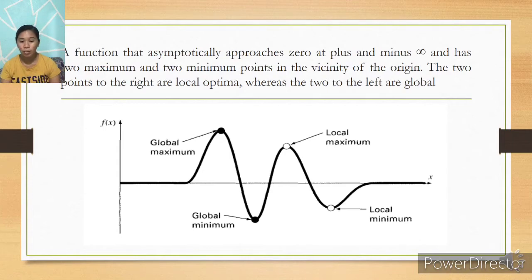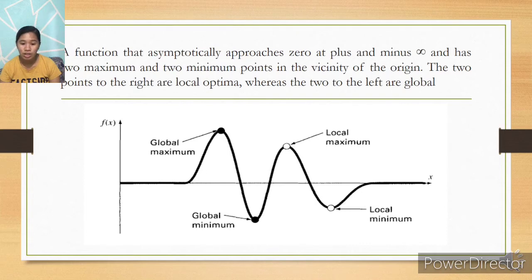Just as in root location, optimization in one dimension can be divided into bracketing and open methods, as described in the next section. The golden-section search is an example of a bracketing method that is very similar in spirit to the bisection method for root location.